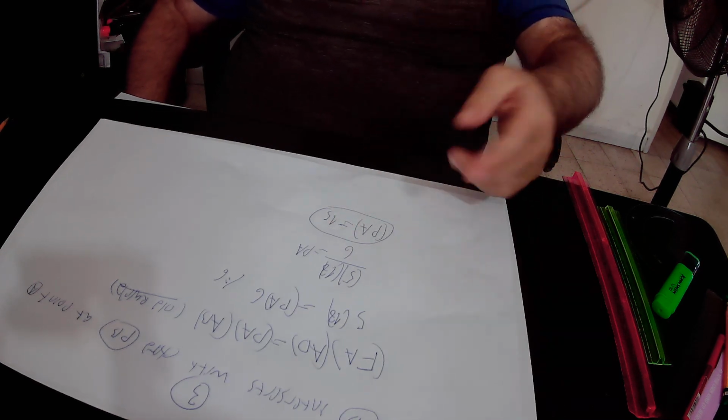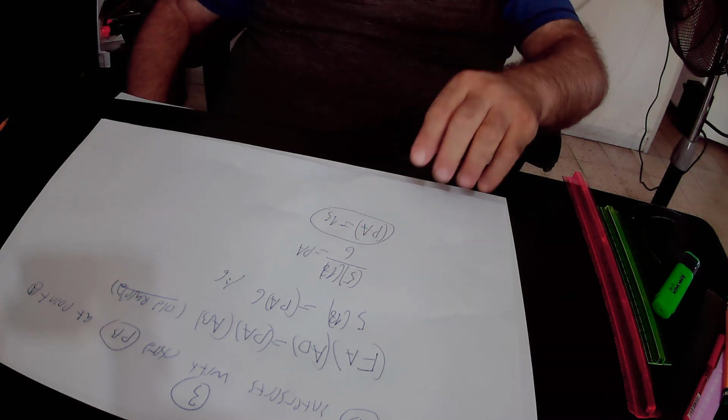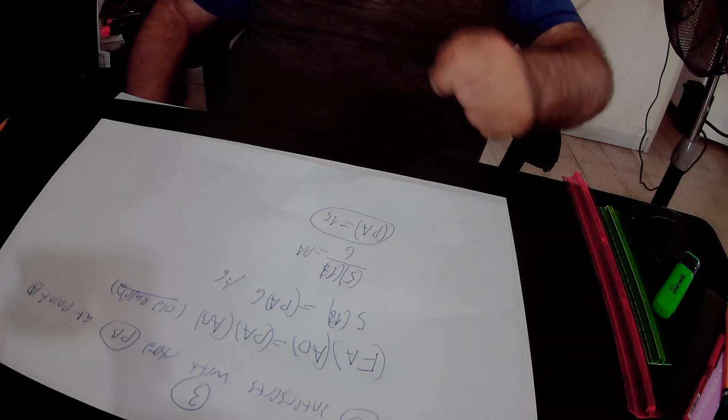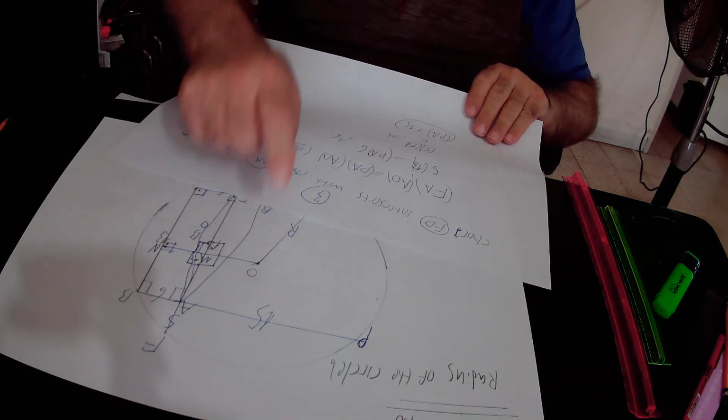18 over 6 is 3. So in conclusion, this expression equals 3 times 5, that is 15. That is to say, we found out that the length of line segment PA equals 15 units.